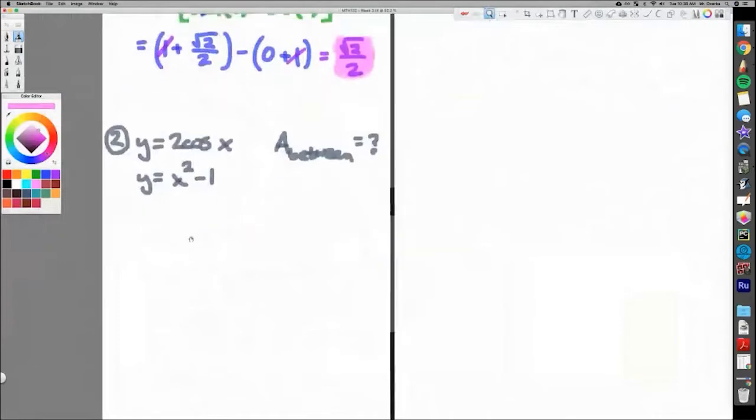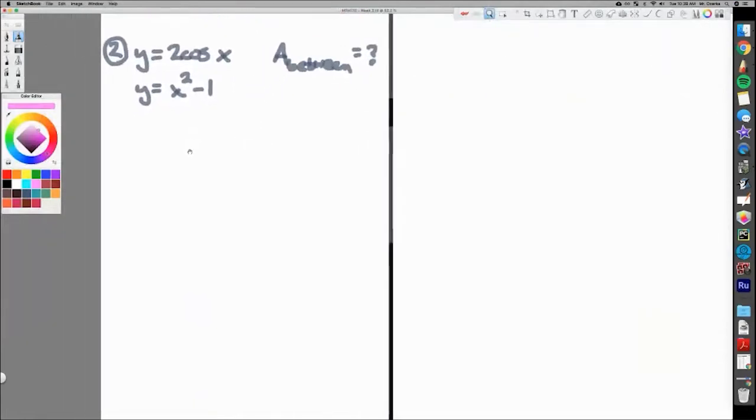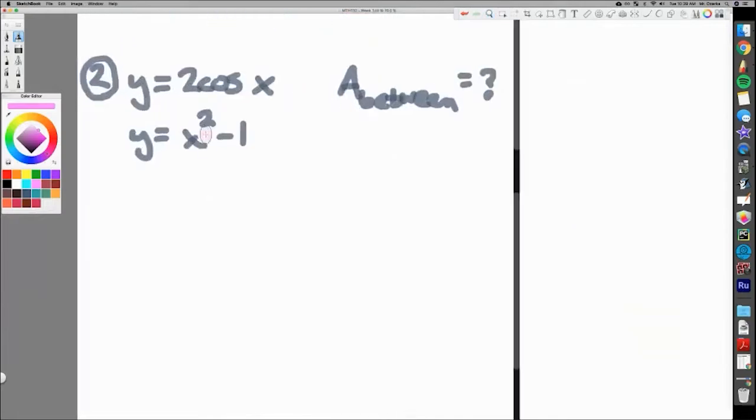This one is a little trickier. Not by much. You can't really make these problems too tricky because they're just finding the area. But it says, what is the area between this function and this function here? Now there's a trig and an algebraic function in the same problem. This is going to be crazy.